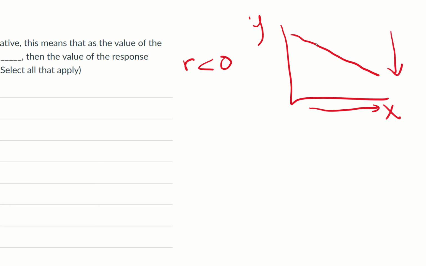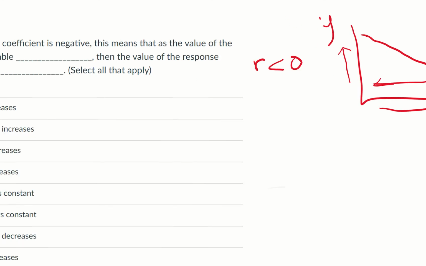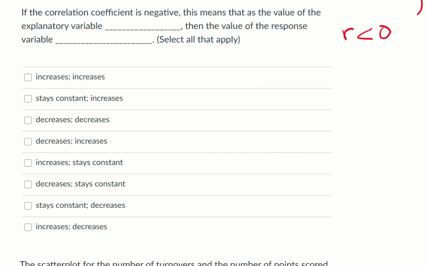And as the y increases, the x decreases, right? So you can kind of think of it that way. Following the line, if I go to the right, then it goes down. If I go to the left, then it goes up. And so you see here, this means that as the value of the explanatory variable, in this case x, the response variable is y. So as the explanatory variable increases, then the value of the response variable increases.